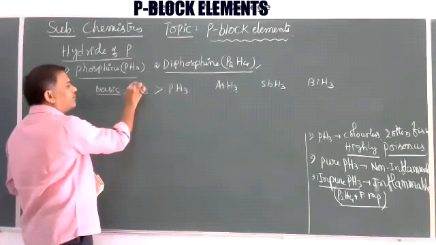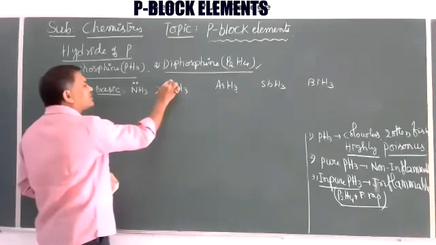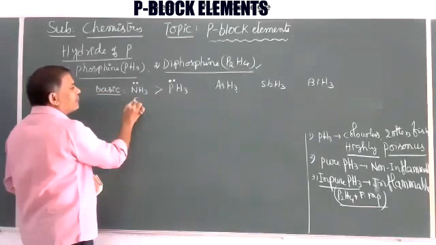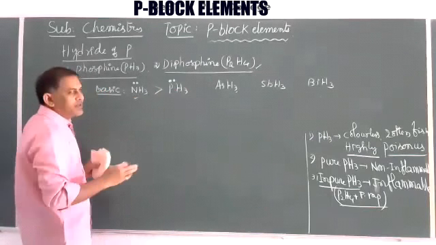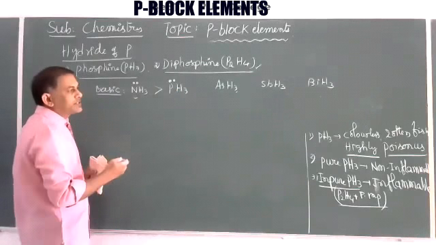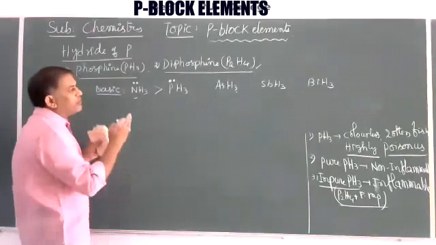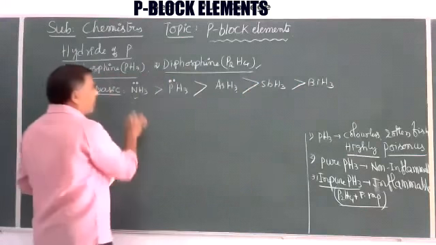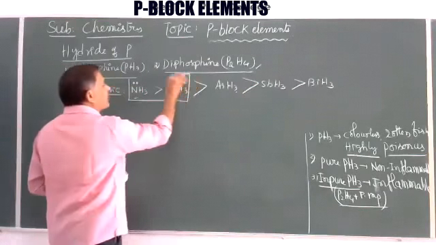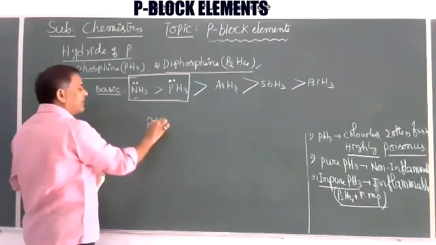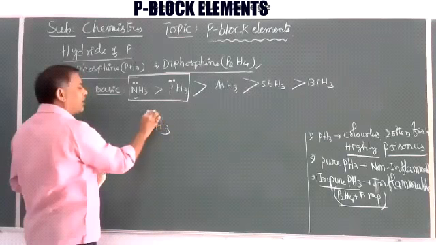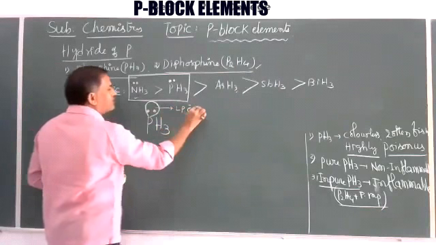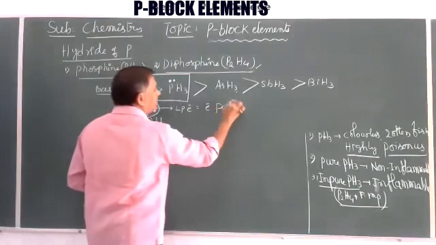That is due to the presence of a lone pair. The others also contain a lone pair, but ammonia is more basic because from nitrogen to bismuth the atomic size increases, the donation capacity of the lone pair of electrons decreases, and the basic strength decreases. This is the order. Anyhow, just like ammonia, phosphine is also basic in nature because on phosphorus there is a lone pair of electrons that is ready to donate. That's why it is an electron pair donor.